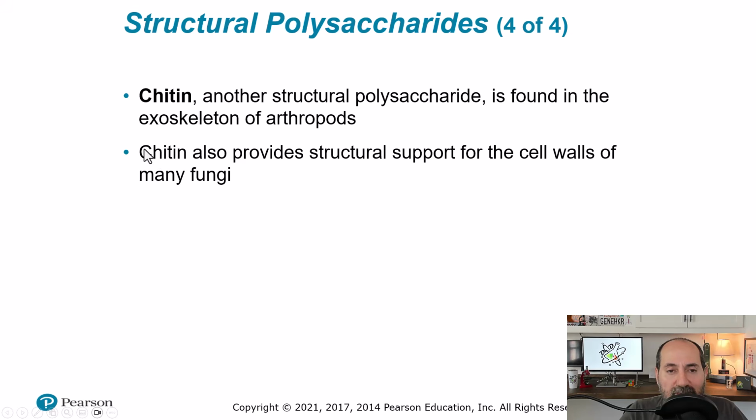Now, other organisms have different cell walls. For example, many fungi have cell walls made of chitin. Chitin is another structural polysaccharide. It's found in fungi, and it's found in the exoskeleton of arthropods, so insects.